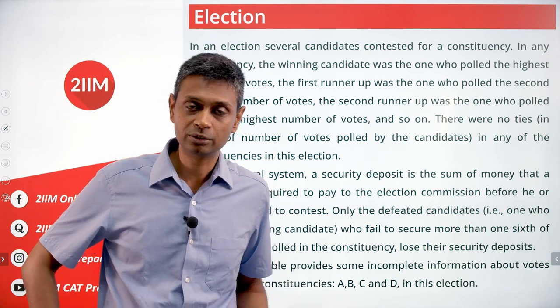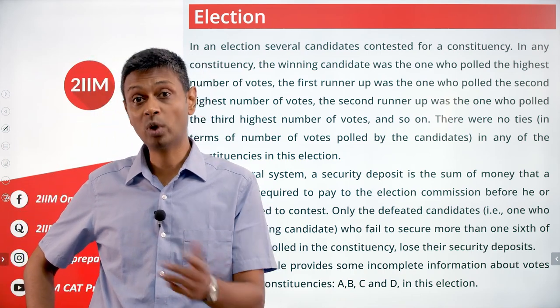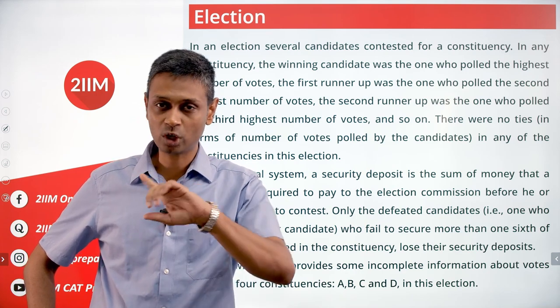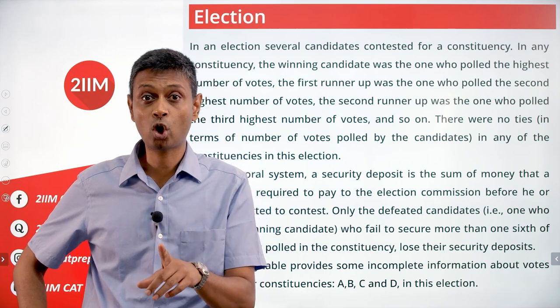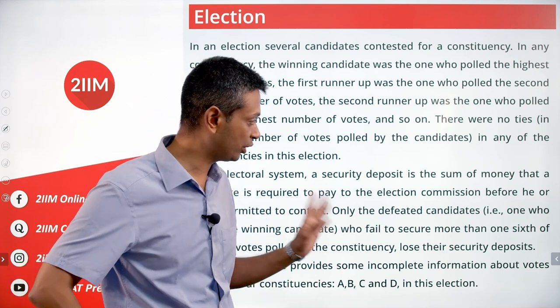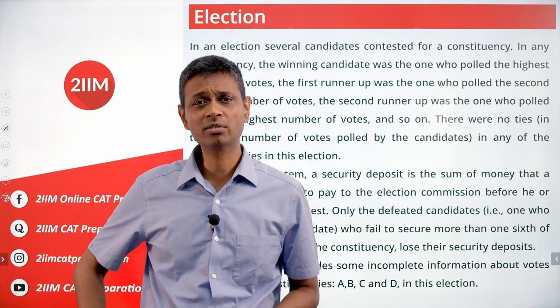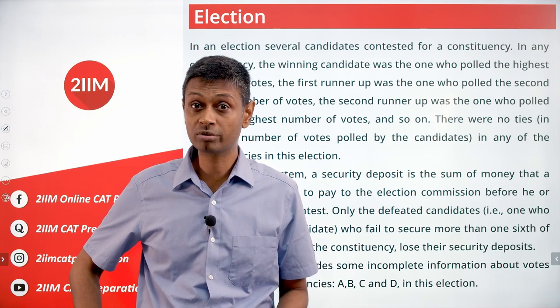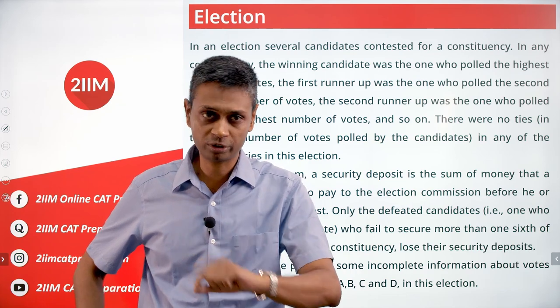you won. You are the best candidate. So obviously you can't forfeit your security deposit if you've won an election. So the security is lost out only if you are defeated. You have not won. If you're defeated, and you've got 1/6 or lesser, then you forfeit your deposit. If you've got more than 1/6, even if you've lost, then more than 1/6 of the voters seem to like you. That means you've got something going for you. You don't lose your security deposit.